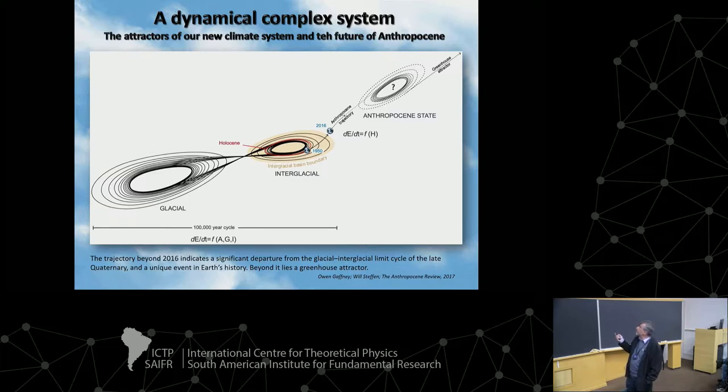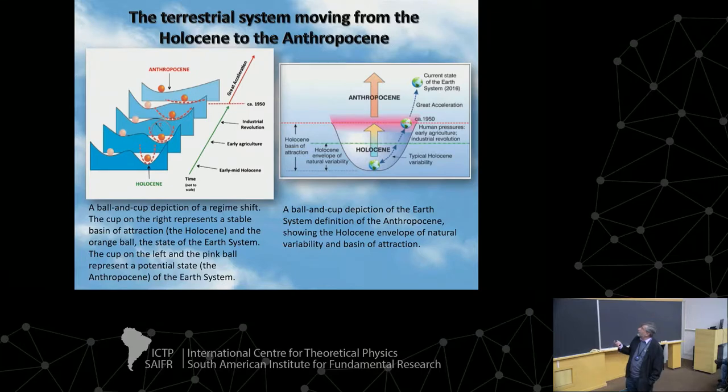What we know is that we are following an attractor associated with the greenhouse gas emissions, but we don't know the dynamics of this new system. So that is really a very relevant point of research. Basically, we are moving from the Holocene, that's our geological time now, to the Anthropocene, where before we were in a quite stable system.